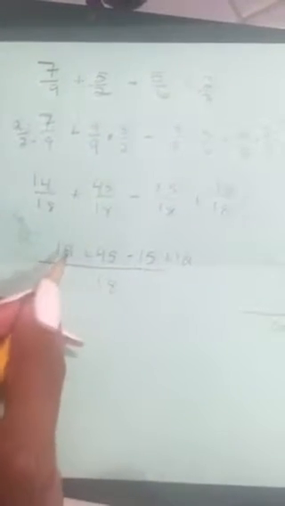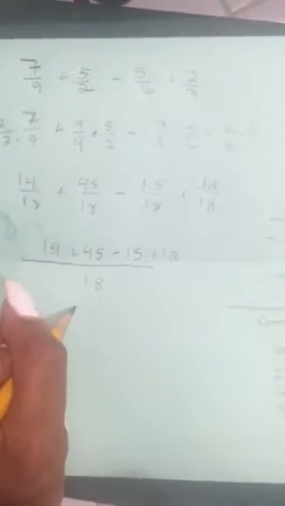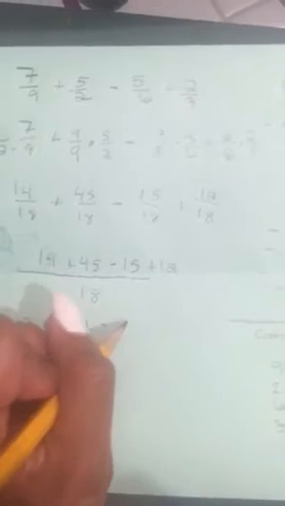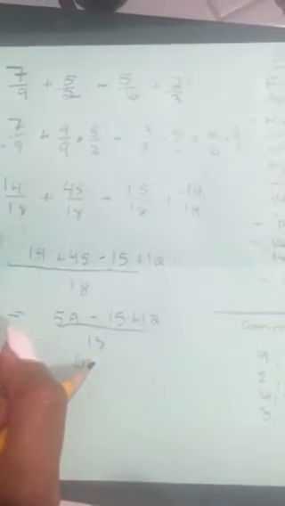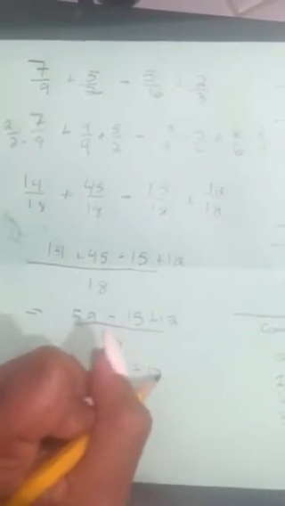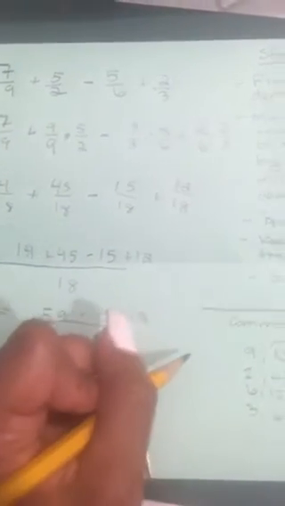Now we're going to have to do some math. 45 plus 14, that is 59, minus 15 plus 12 over 18. 59 minus 15, that's 44, plus 12 over 18. 44 plus 12 is 56 over 18.